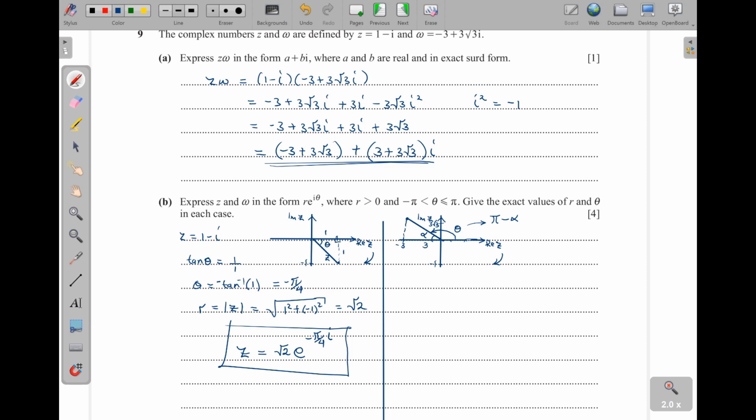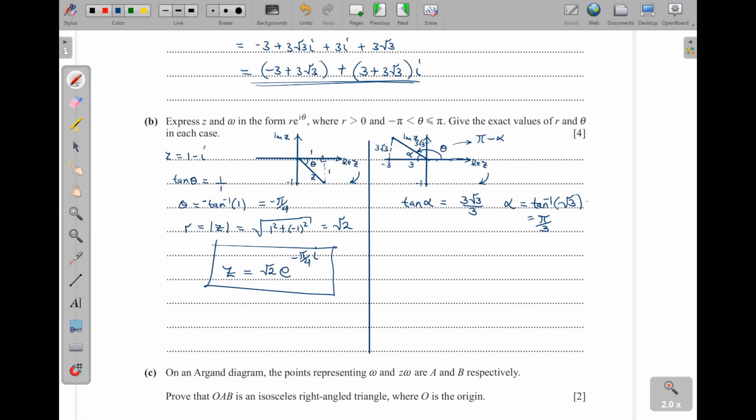So this is 3 units, and this is 3 root 3 units. So we shall have tan of alpha is equal to the opposite, 3 root 3 over 3. And then that alpha is going to be equal to the arctan. Of course, this one cancels, and then you get root of 3, which gives you pi over 3, 60 degrees. Then from there, the argument of omega, that theta, is going to be equal to pi minus pi over 3. 180 minus 60, you get 120, which is 2 pi over 3.